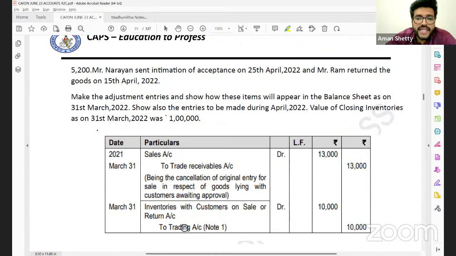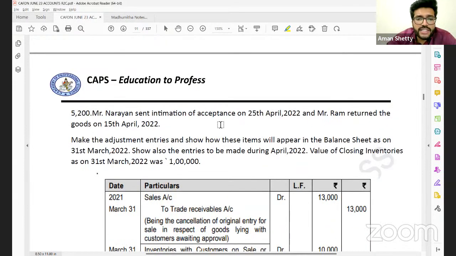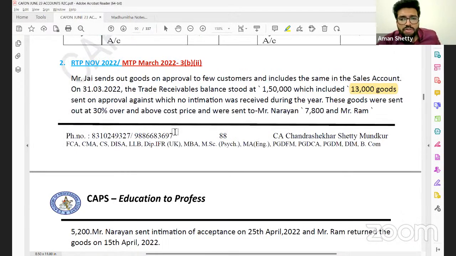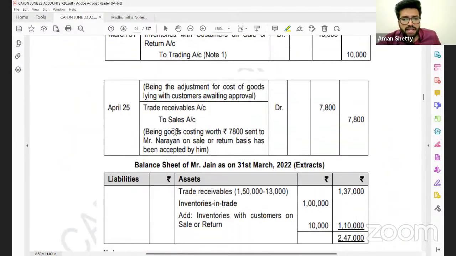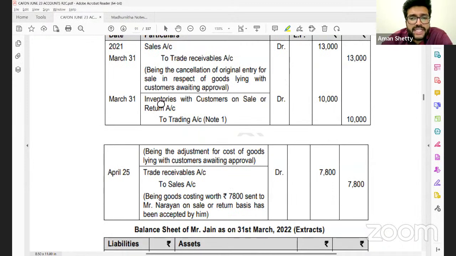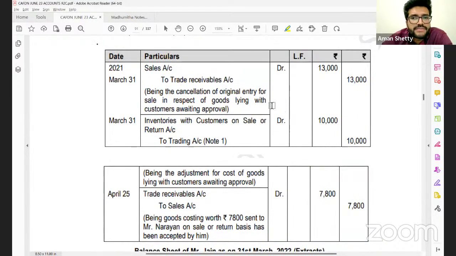Clear? The inventories lying with customer obviously will be at cost. So 13,000 is sent at 30% over and above the cost price. You can check the working here. 13,000 divided by 130 into 100 is 10,000. This is my cost. All of you understood how the cost is arrived? So that cost you will debit ICSR account, inventories with customer on sale or return account, debit 10,000 to trading account 10,000. This is the first transaction. Next.